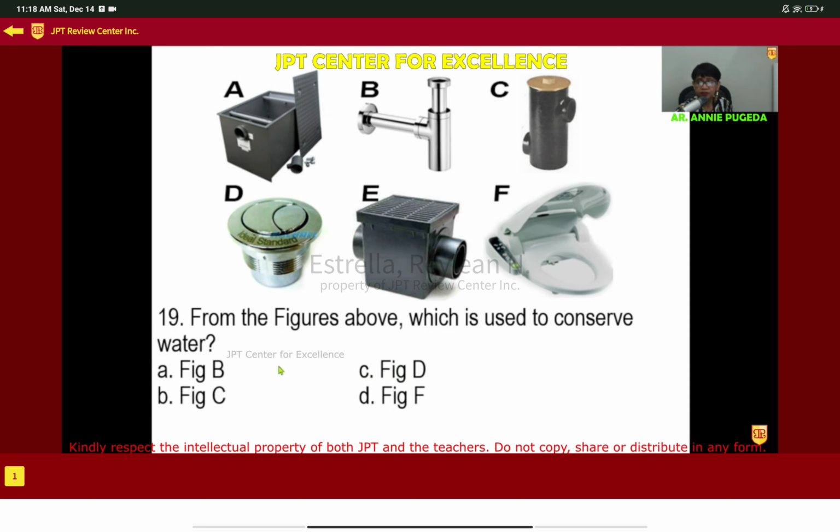Next, which is used to conserve water? Oh, ayan oh. 3 liters, 6 liters. 3 liters urine, 6 liters excreta. It's letter D. Where's letter D? Nasa C. So, double flush.